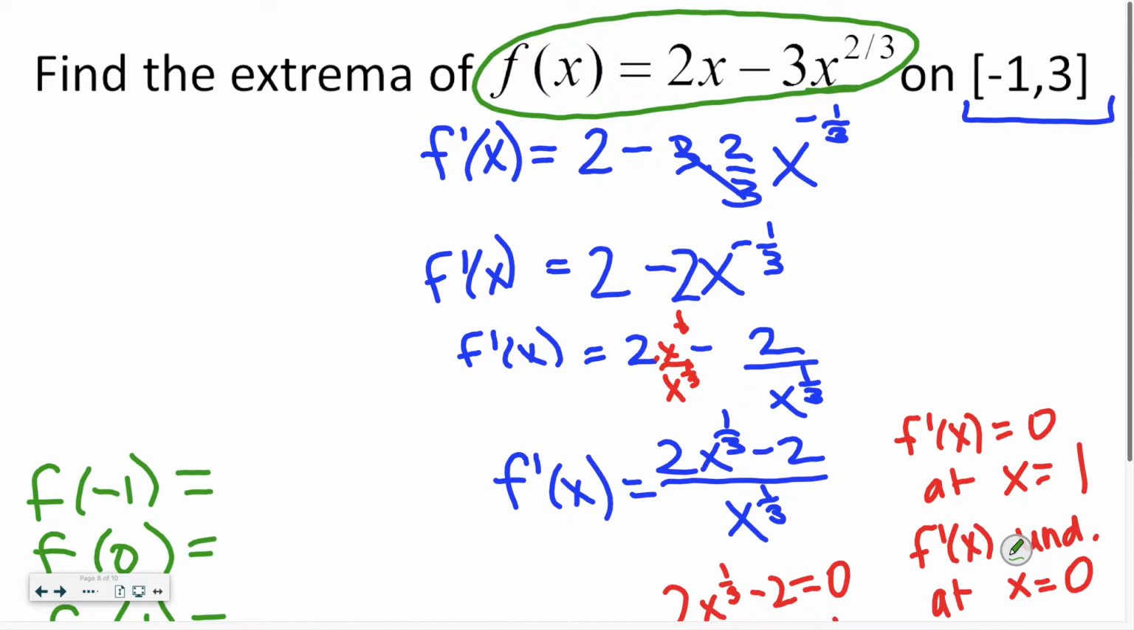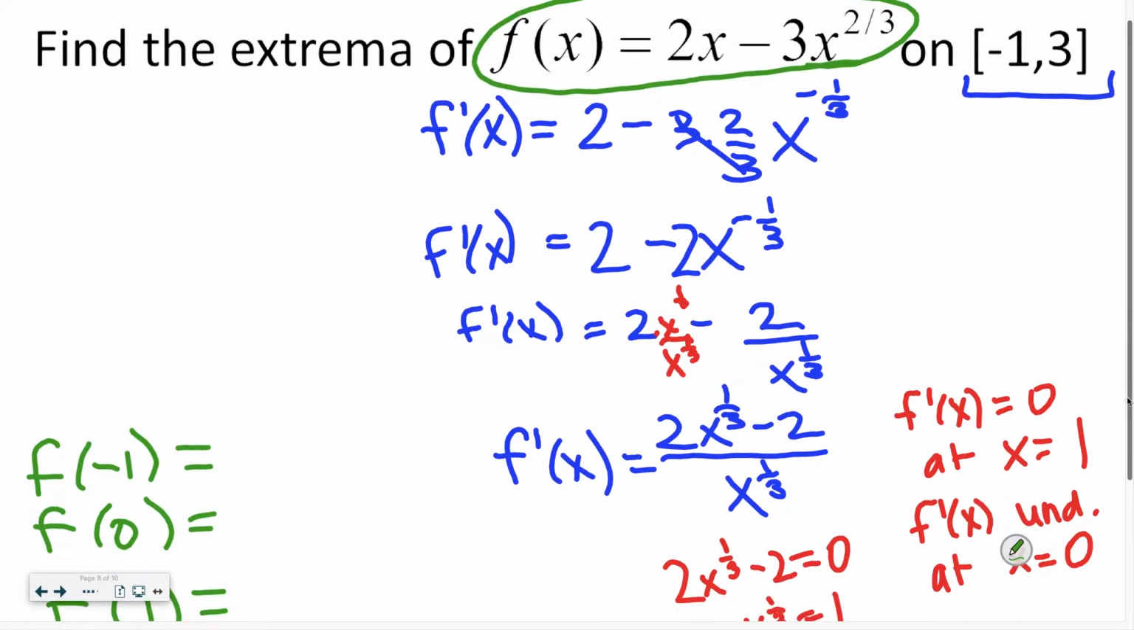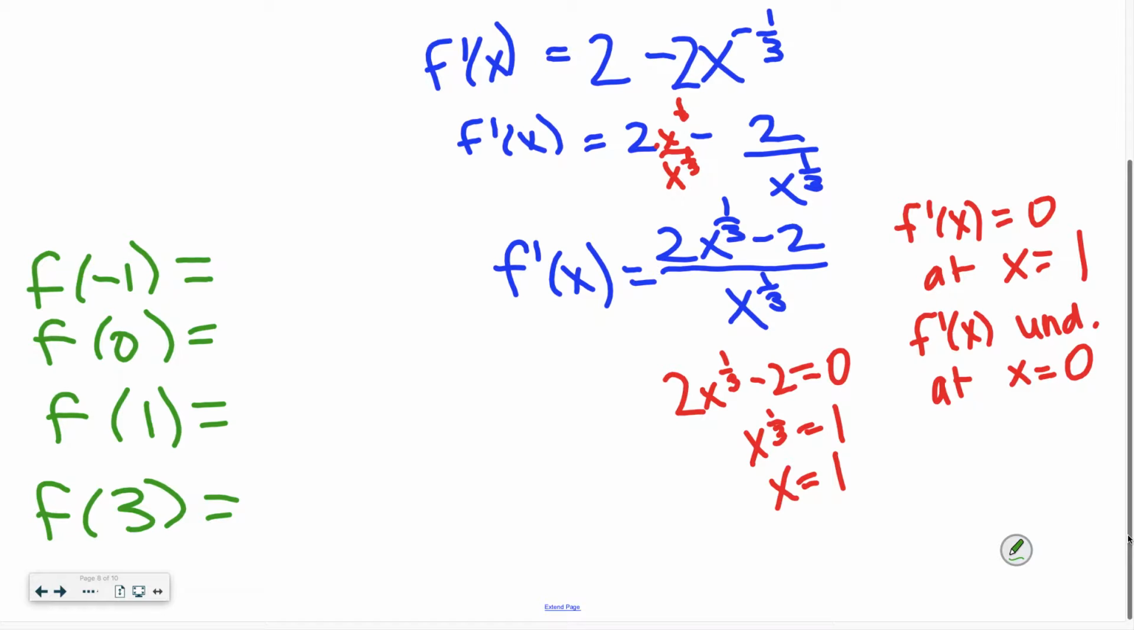We want function values. If we plug in -1, 2 times -1 minus 3 times -1 to the 2/3. How about what's -1 to the 2/3? It would be 1. Because the cubed root of -1 is -1, and then the 2 means square, so that would turn to positive, right? So what's our function value? -5. There's a nice one for you.